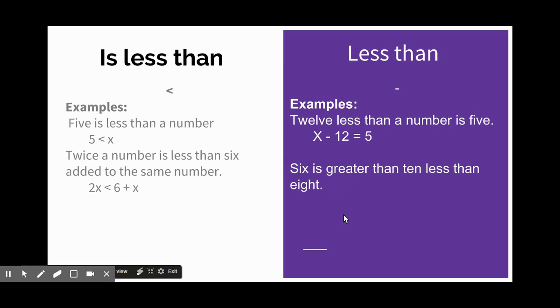Let's do one more example. 6 is greater than 10 less than 8. So 6 greater than, that should be simple. 6 and the greater than symbol. 10 less than 8, be careful. That's going to be 8 minus 10. Again, we flip-flopped. Even though when we wrote it out, we said 10 first. When we write it as an expression, put your 8 first.